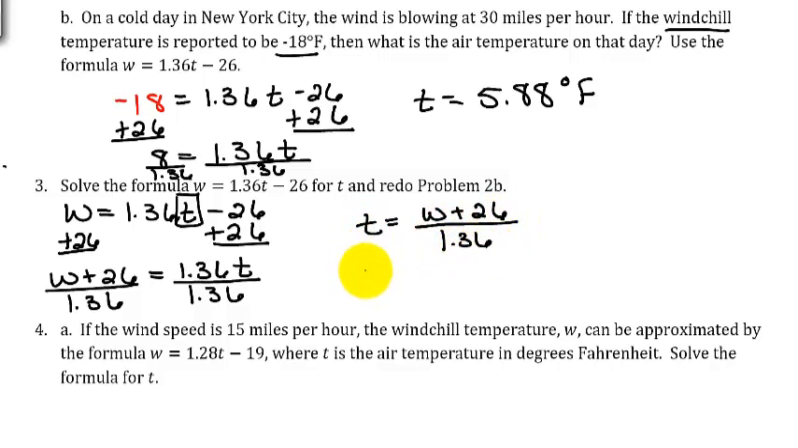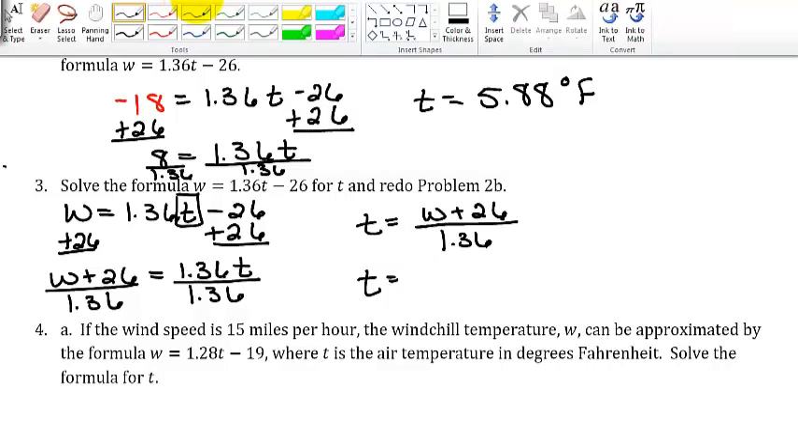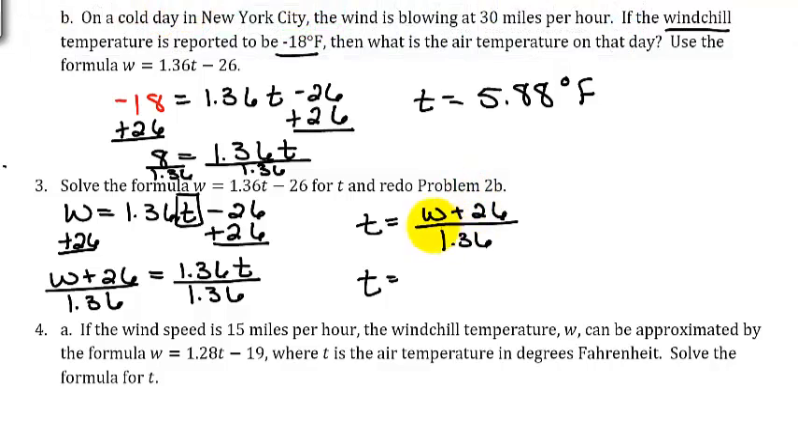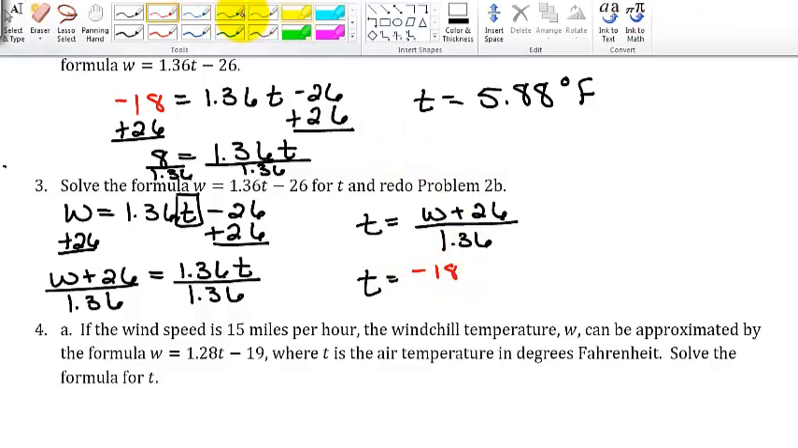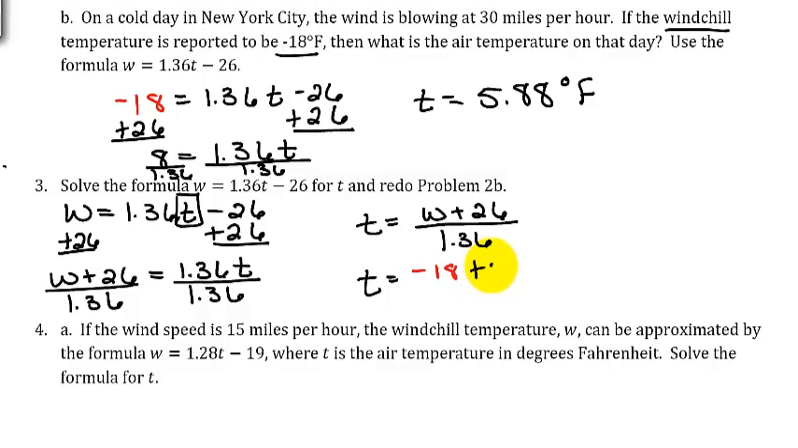So we want to redo this problem. We want to figure out what the temperature of the air is if the wind chill temperature is negative 18 degrees. So we're going to plug a negative 18 into our equation for W here. So negative 18 plus 26, divided by 1.36.